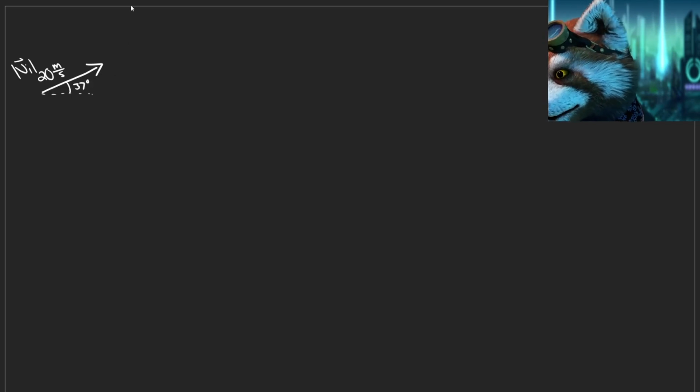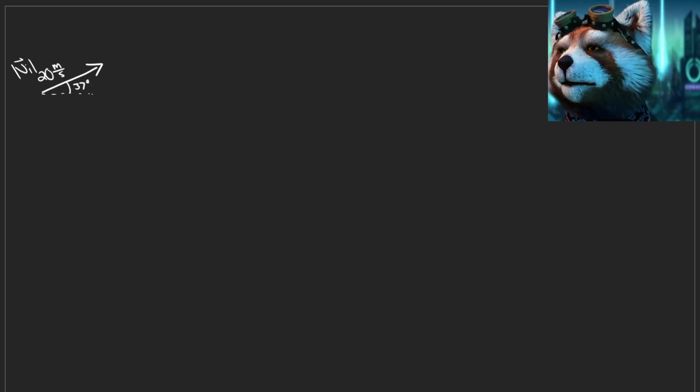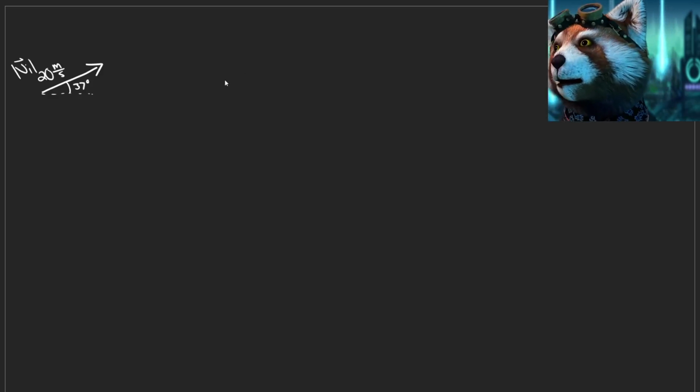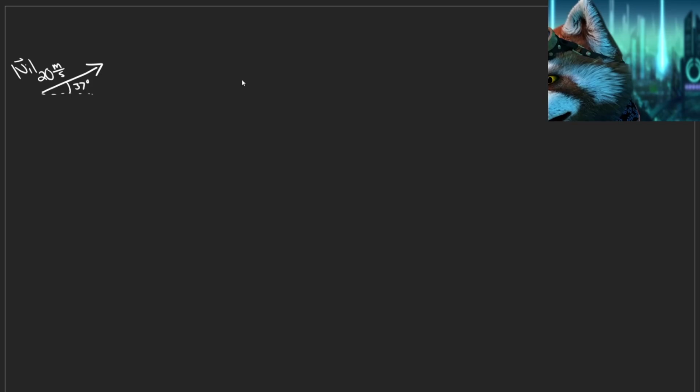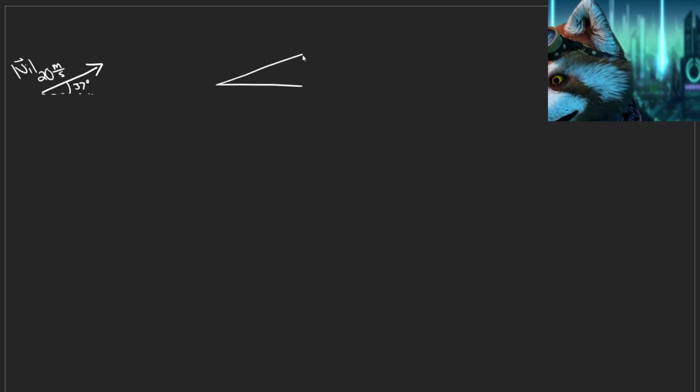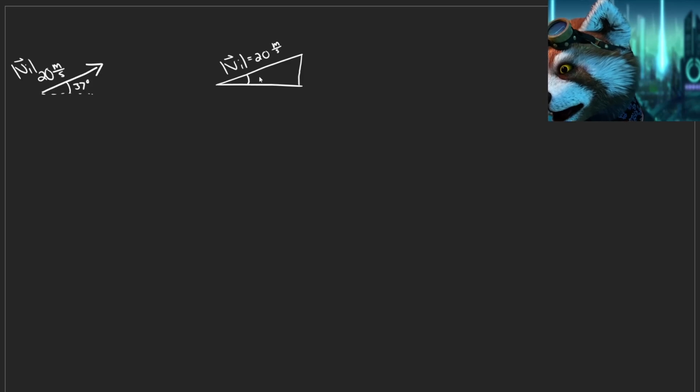37 degrees. Okay, so if you're ever just wondering how the heck do I start this problem, well, I suggest that you draw your triangle. So here we have our triangle. We have the initial speed that it was launched, and that's equal to 20 meters per second, launched at 37 degrees.